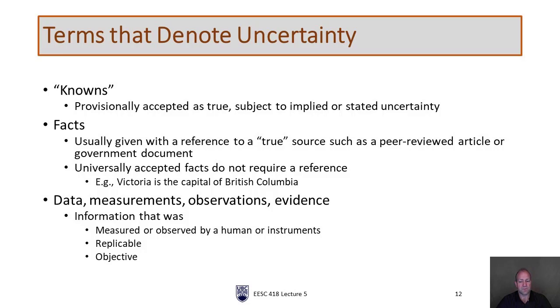Data, measurements, observations, and evidence. These all refer to information that was measured or observed, and it's replicable. So somebody else using the same methods would have measured the same thing, and it's objective. It doesn't matter what our opinion was, the measurements speak for themselves. Data really just refers more to quantitative information or numbers. Measurements can be normally data, but not always. Observations might be something we see or something we measure, and evidence can be any one of these. These can be a line of evidence. Evidence can also refer to something that's calculated from the data. The key point here is that these are replicable and objective.